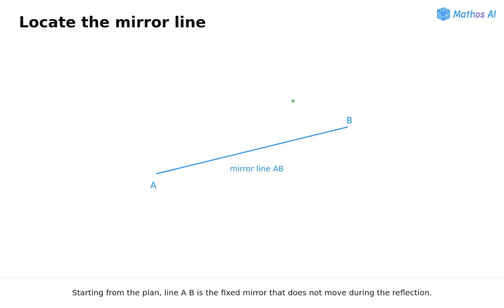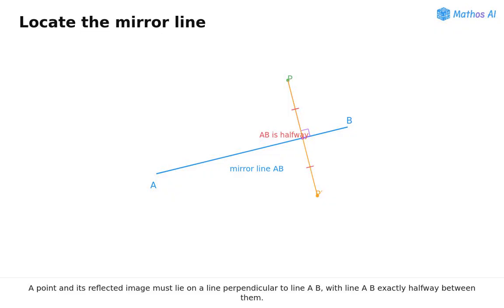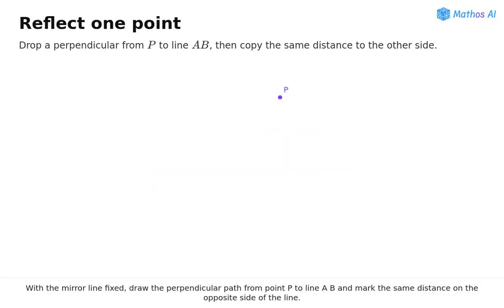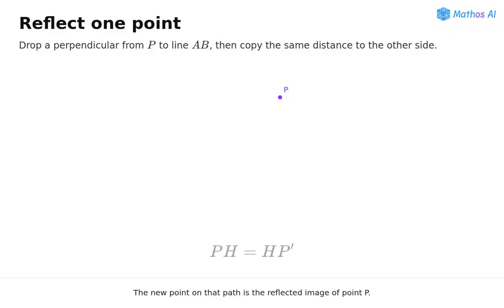Starting from the plan, line AB is the fixed mirror that does not move during the reflection. A point and its reflected image must lie on a line perpendicular to line AB, with line AB exactly halfway between them. With the mirror line fixed, draw the perpendicular path from point P to line AB and mark the same distance on the opposite side of the line. The new point on that path is the reflected image of point P.